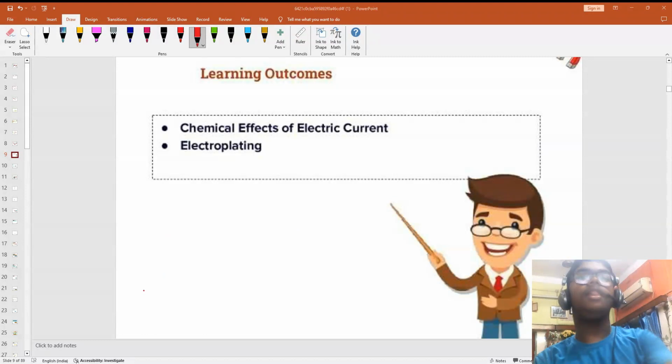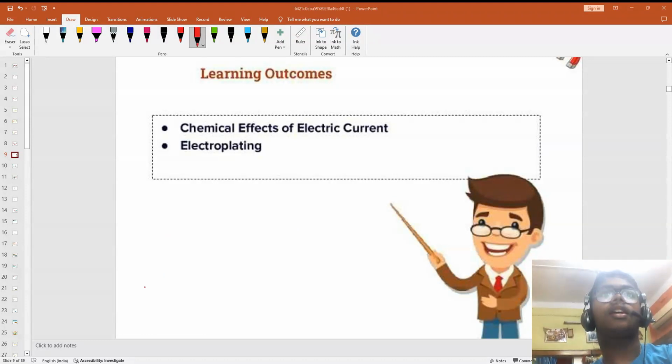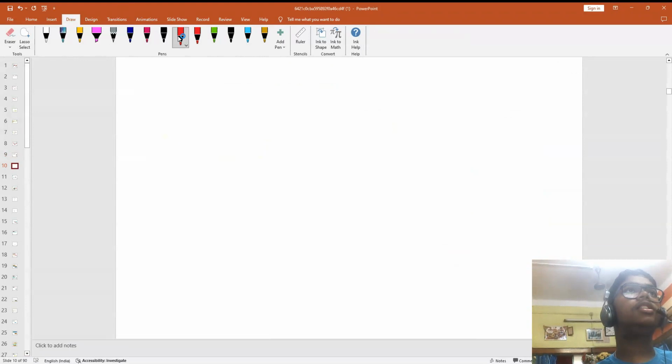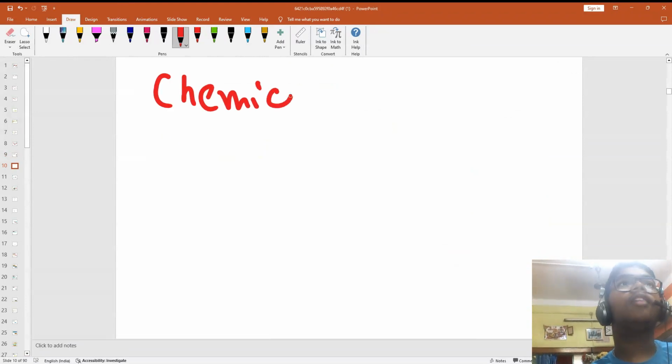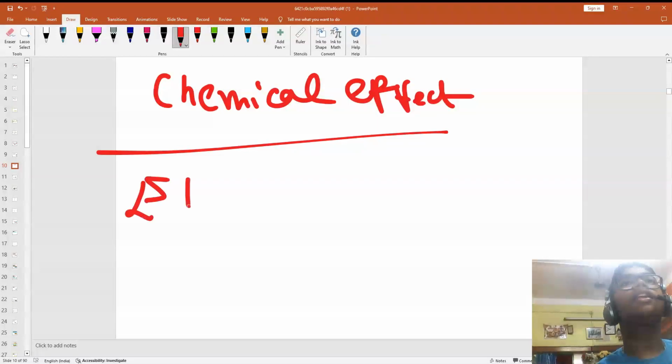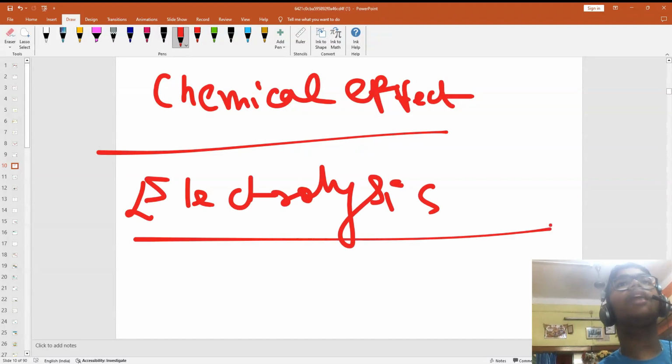Now let's learn what we will be learning. Today we will be learning the chemical effects. Let me explain first, then I will explain through the slide. Only one chemical effect we will be learning in this class, and its various types of applications, meaning its uses, how it is used. But the main chemical effect that we are going to learn, the process is called electrolysis. Why it is called electrolysis, I am telling in a bit.